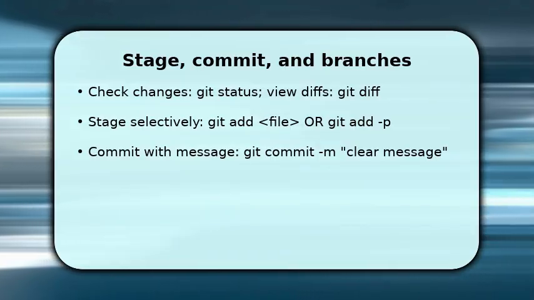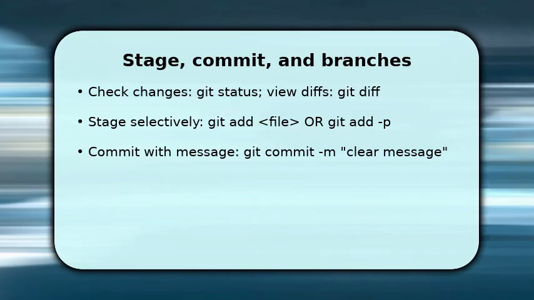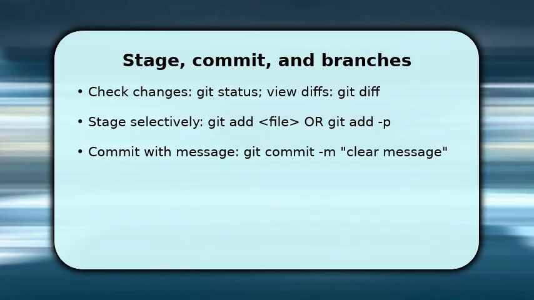When you need isolation, create a branch with git checkout -b feature/name, complete work, and merge back with git merge, or open a pull request if using a remote.